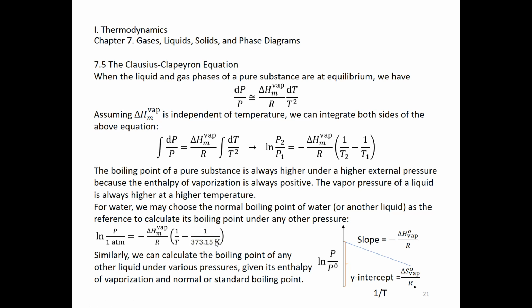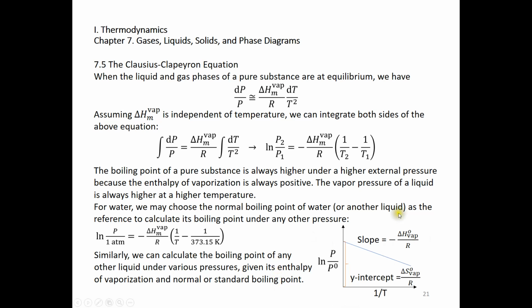Because 1 bar is slightly smaller than 1 atm, the boiling point of water should be slightly smaller than 100 degrees Celsius. And actually it's indeed slightly smaller than 100. It's 99.6 degrees Celsius. Pure water boils at 99.6 degrees Celsius under 1 bar pressure. Water boils at 100 degrees Celsius under 1 atm pressure. 1 atm is approximately 1.3% higher than the 1 bar pressure.